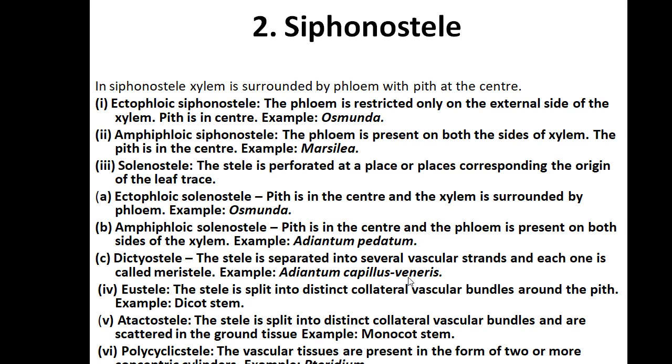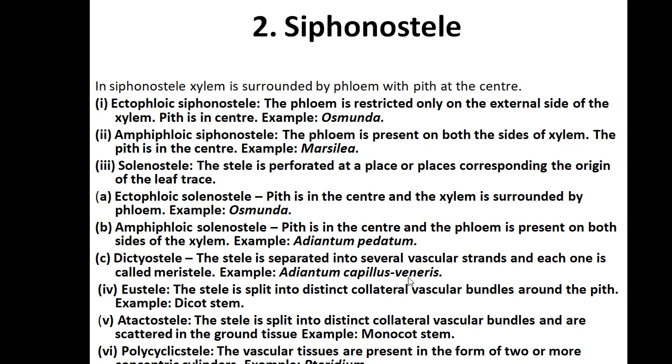Siphonostele is nothing but the xylem surrounding the phloem, that is, the phloem, the green part, is present in the center and surrounded by the red colored part. Don't write red and green in the exam; I am saying it for your understanding. Okay, and phloem with the pith at the center. The ectophloic siphonostele is there. The phloem is restricted only to the external side of the xylem and pith is in the center, example Osmunda. Amphiphloic siphonostele: phloem is present on both sides of the xylem, example Marsilea.